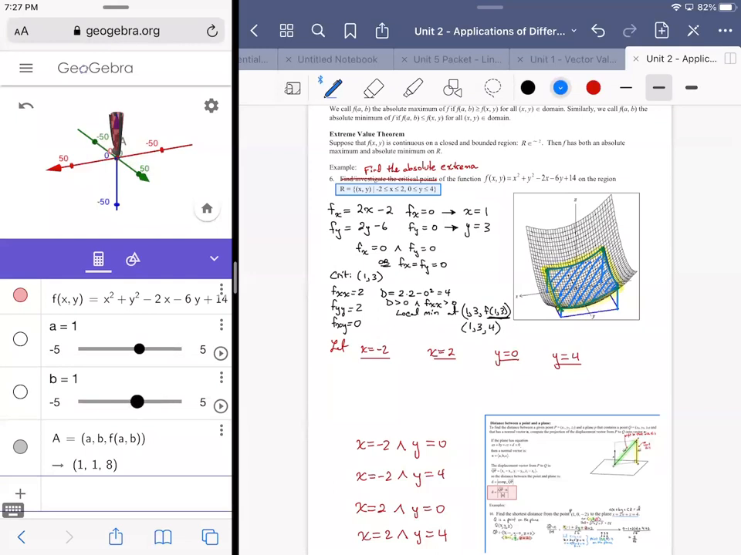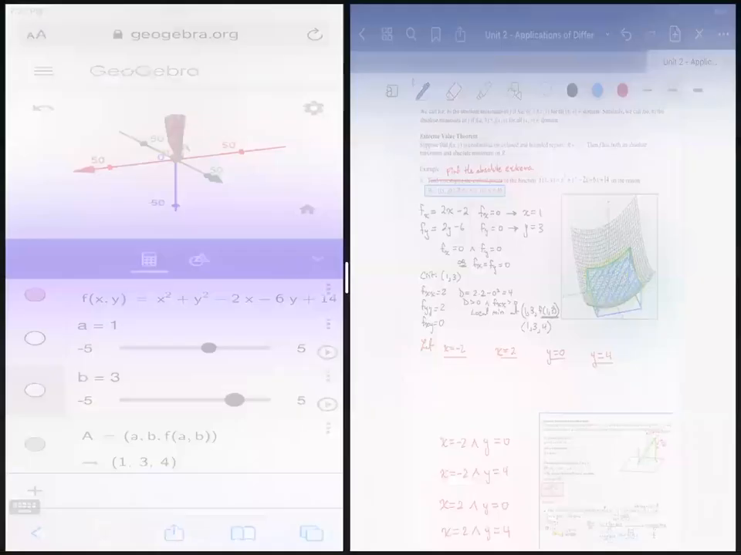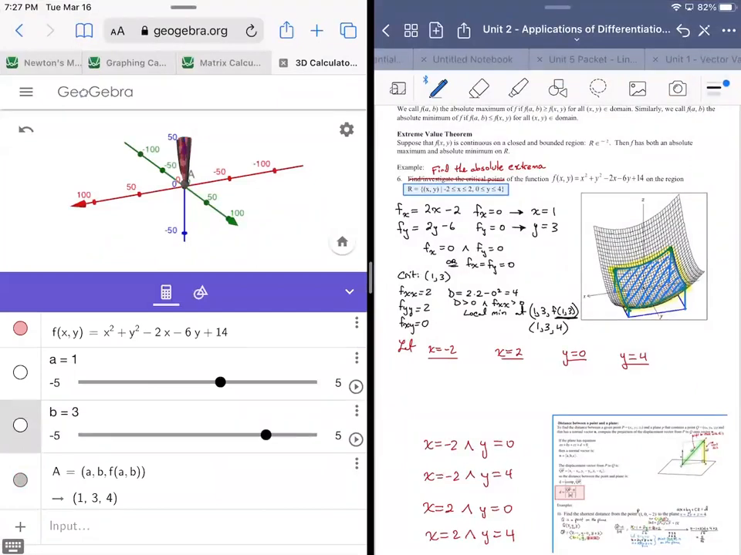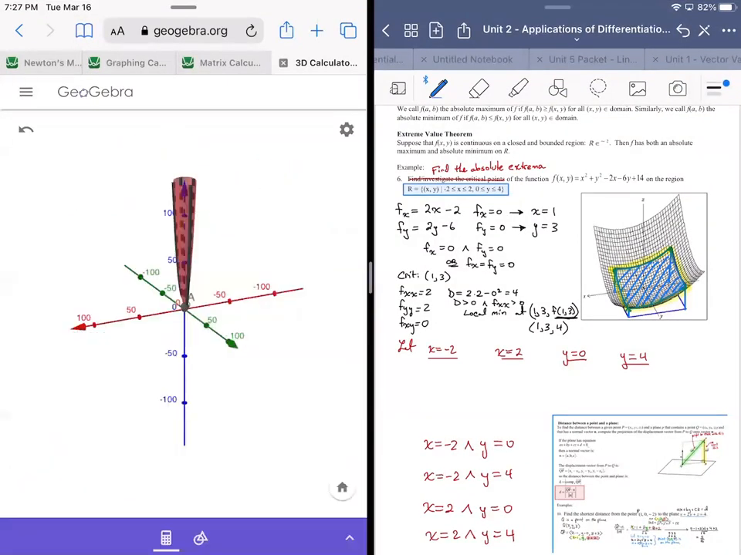So at 1, 3, oh, there we go. So 1, 3 gives me a 4. So that's verified, which is good. All right, let me just slide this over a little bit. Maybe I have a little bit more luck with the slider. Oh yeah, this is going to be beautiful. I can already tell. Yeah. Oh yeah, doing great.